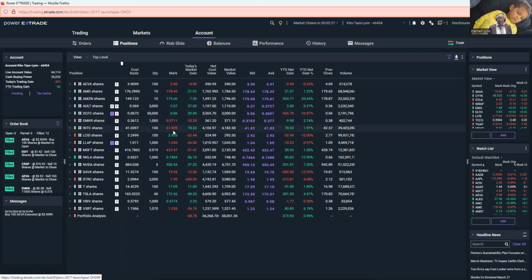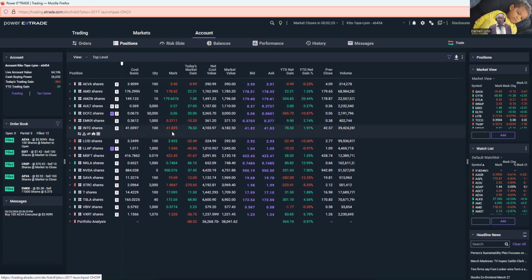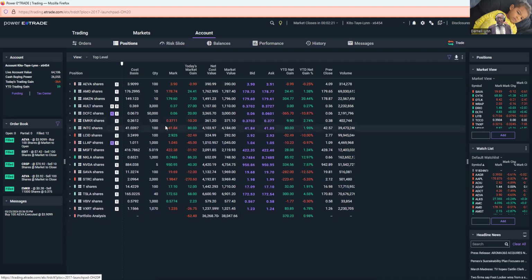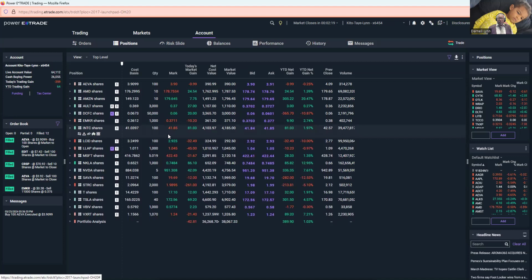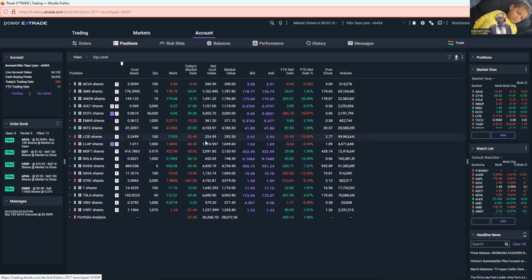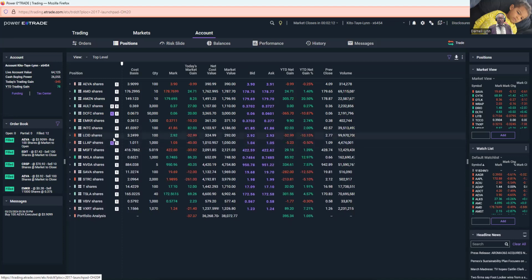Intel, I picked them back up at 41 because they were at 43 and then they dropped and I thought they were going to keep dropping, but I think the bottom was about 41.03. They're about 41.85 now. So I'm going to see if that's the bottom.